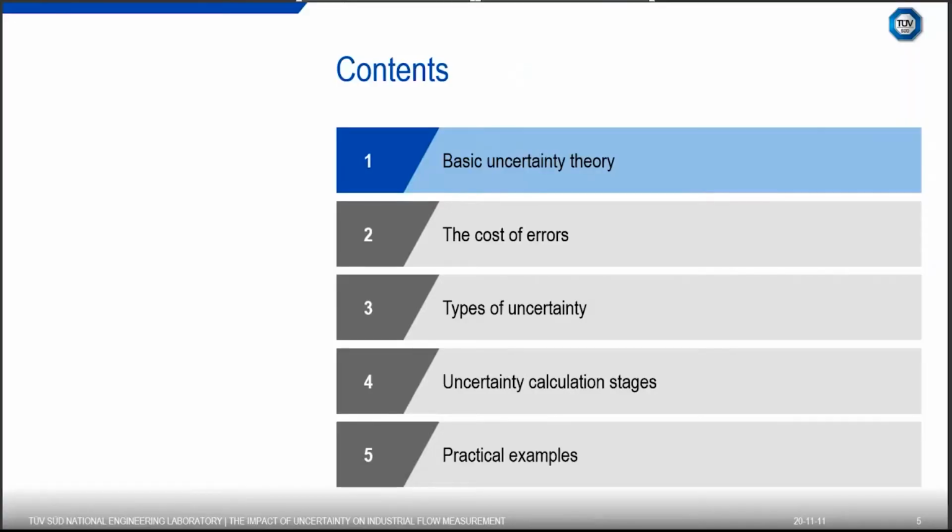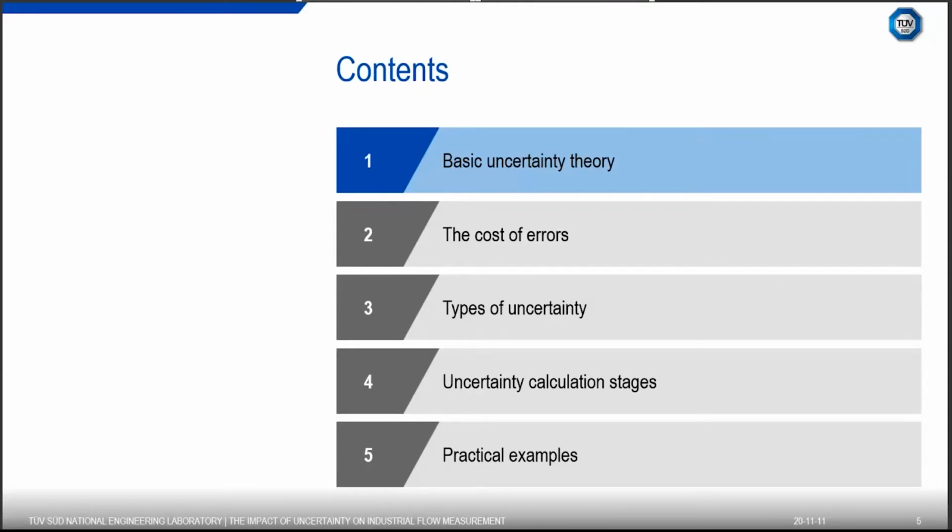So just a bit on what I'll cover today. Initially a bit on basic uncertainty theory and the terms that are usually bandied about when discussing uncertainty. The potential cost of errors in industry with a few examples. Also going to discuss different types of uncertainty, so type A and type B uncertainty, and how we select which type it is and how we use each set of data accordingly.